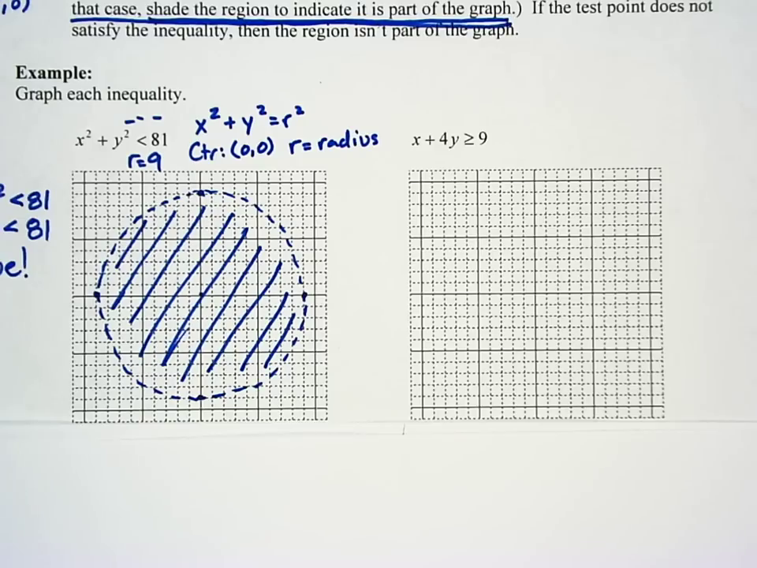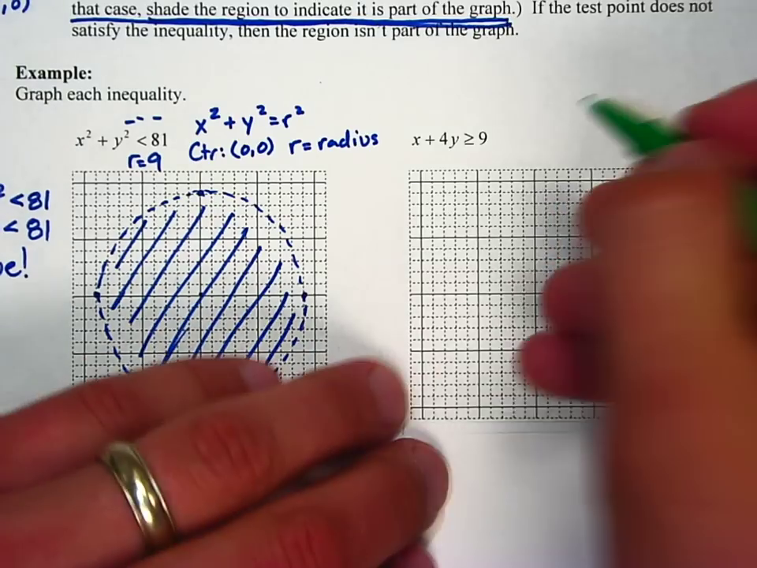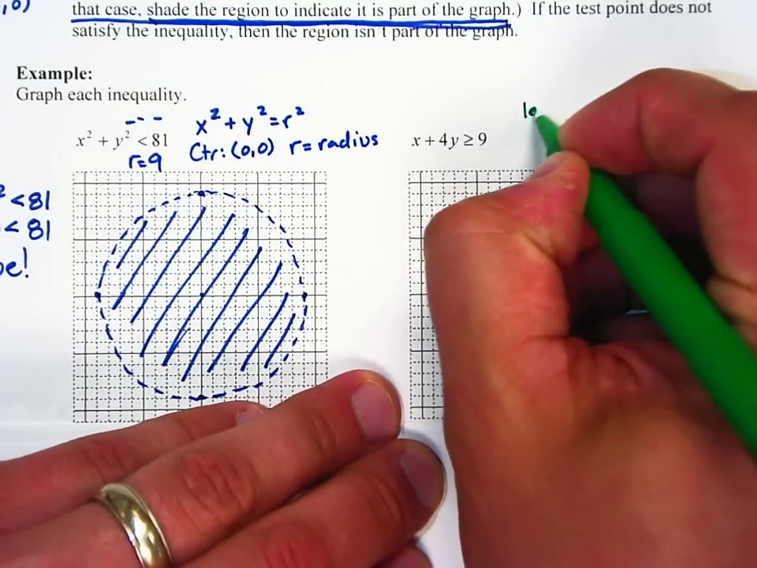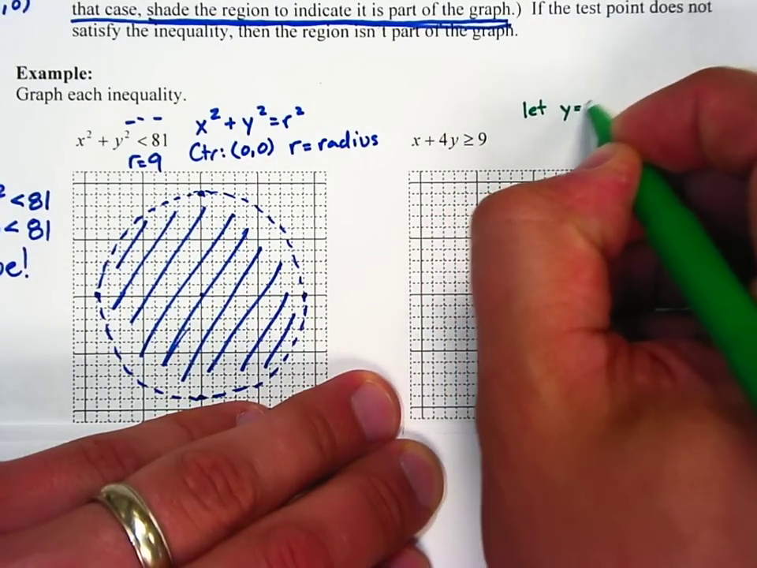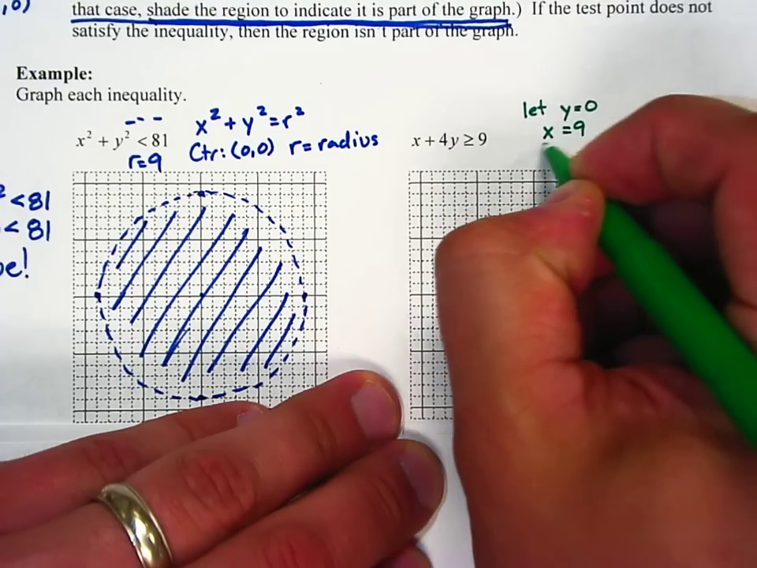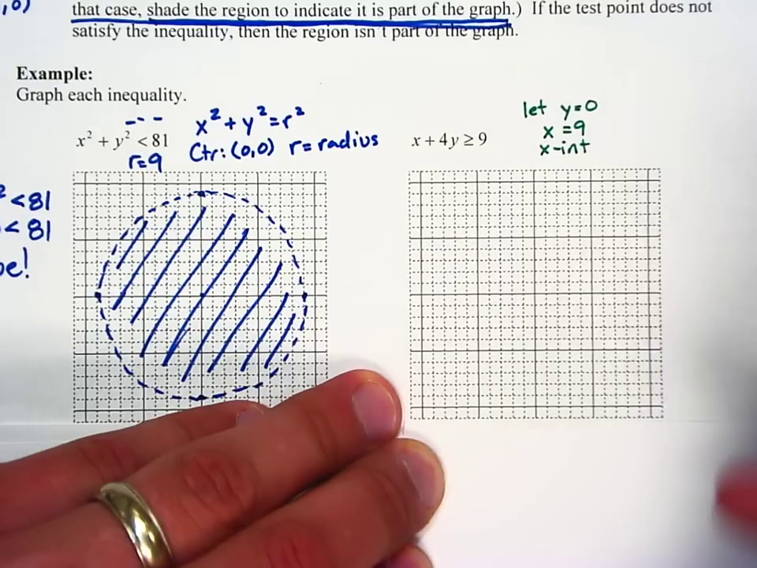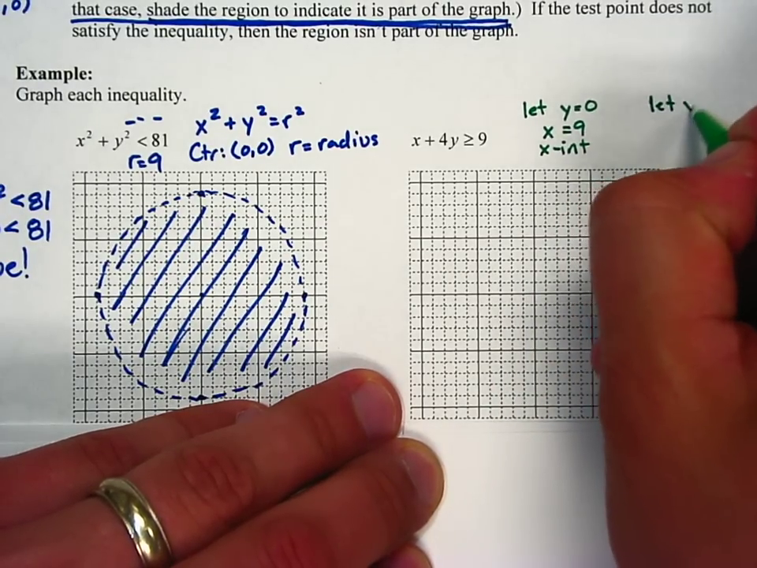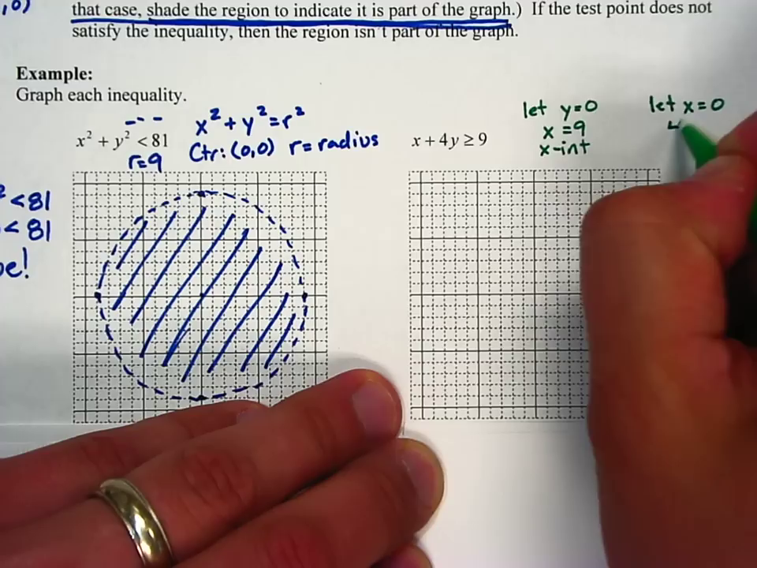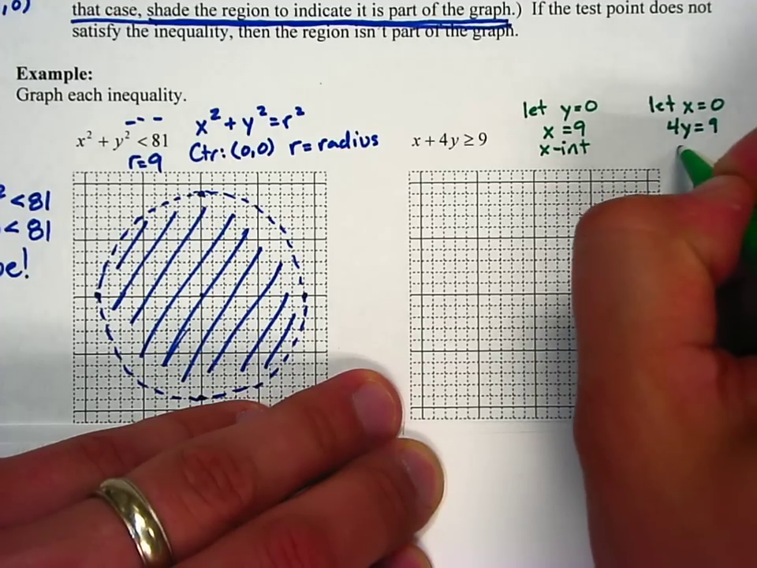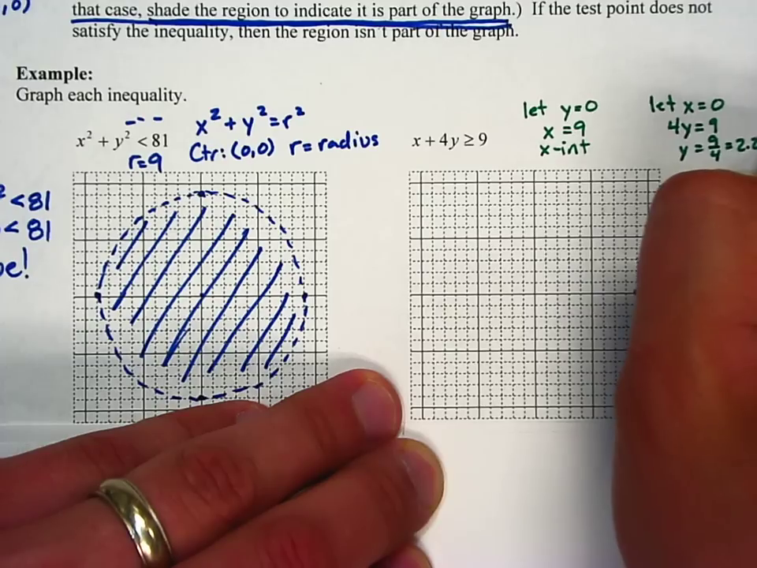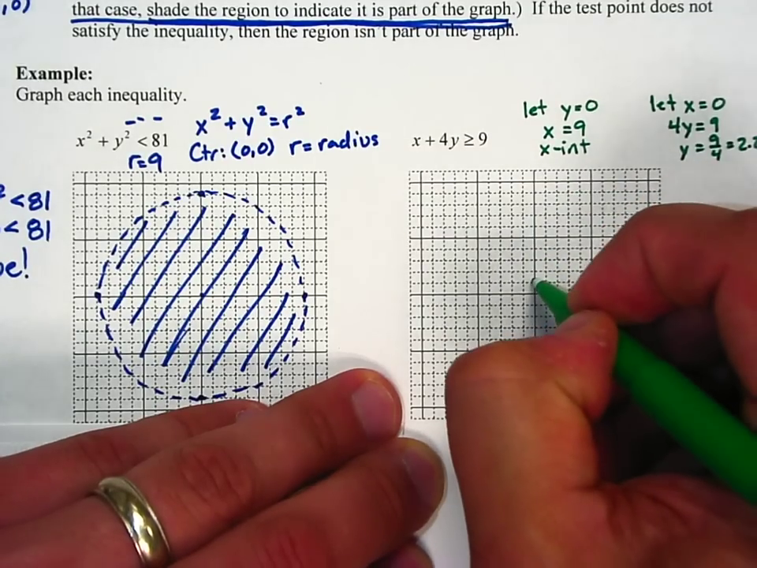Let's try the other one. x plus 4y is greater than or equal to 9. This is going to be a linear equation, so one of the things I can do is set y equals 0. If I let y equal 0, I get x is equal to 9. That's my x-intercept. Plot that right there. If I let x equal 0, I get 4y equals 9, y equals 9/4 or 2.25. It's not really a great point.